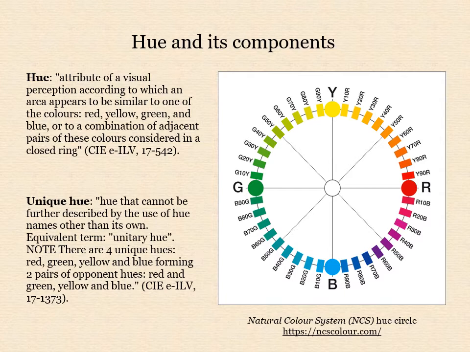The four unique hues are recognized in CIE terminology and are incorporated into the CIE definition of hue, that is, attribute of a visual perception according to which an area appears to be similar to one of the colours red, yellow, green and blue, or to a combination of adjacent pairs of these colours considered in a closed ring. Outside the CIE system, they form the basis of hue designation in the Scandinavian natural colour system.